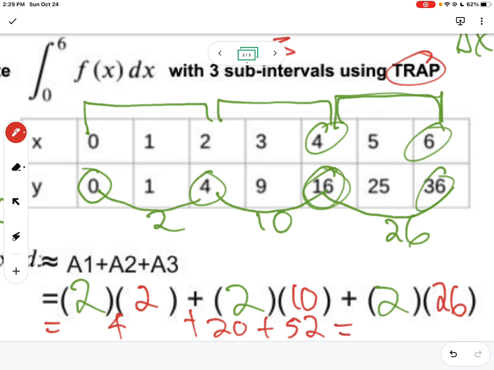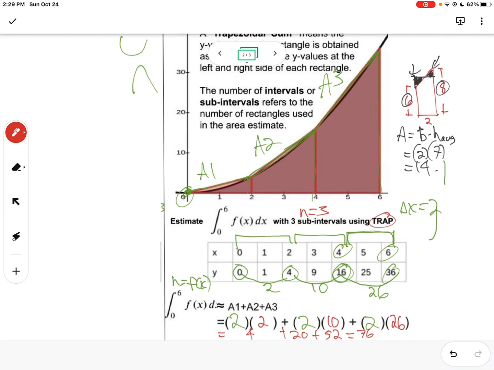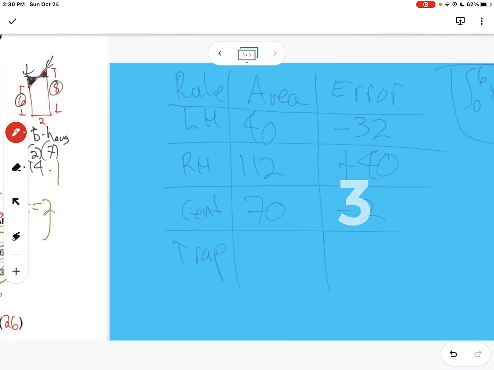And when you're adding, by the way, you should always add larger numbers to smaller numbers. So I would go 52 plus 20 is 72. 72 plus 4 is 76. Okay, 76. So that's the trapezoidal rule. The average y-value rule is what I call it. Let's look at a summary now.